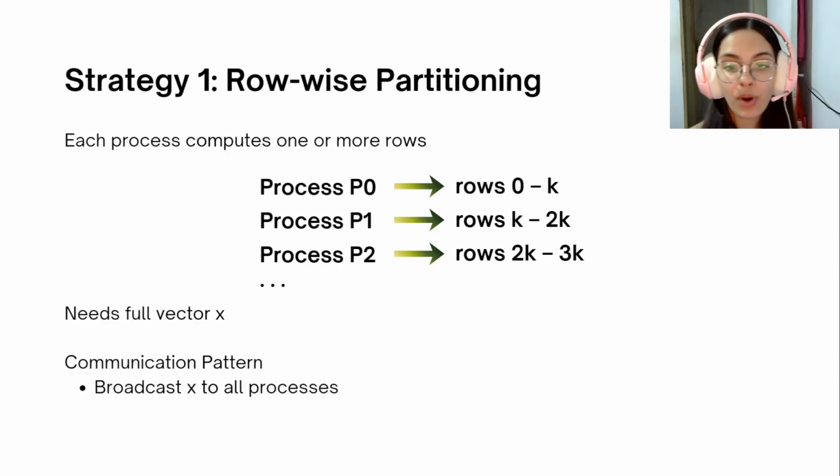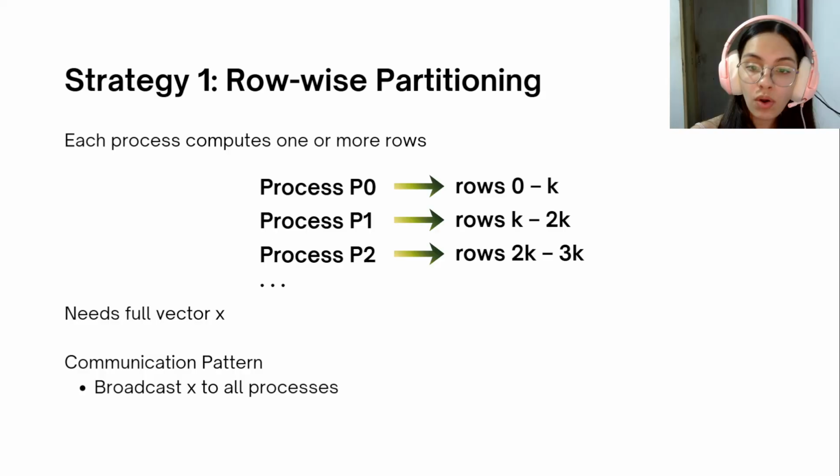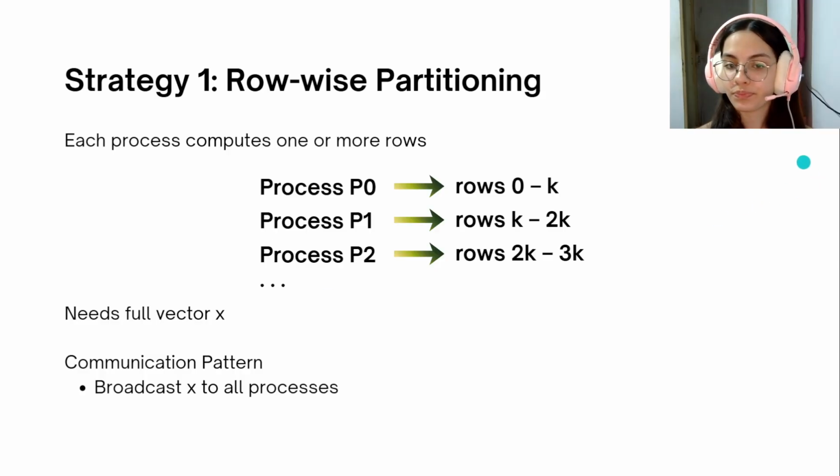However, there is an important issue. To compute any row, we need the entire vector x. So even if a process starts with only part of the vector, we must send the full vector to all processes. This is done using a broadcast operation. So while computation is well distributed, communication can become expensive.